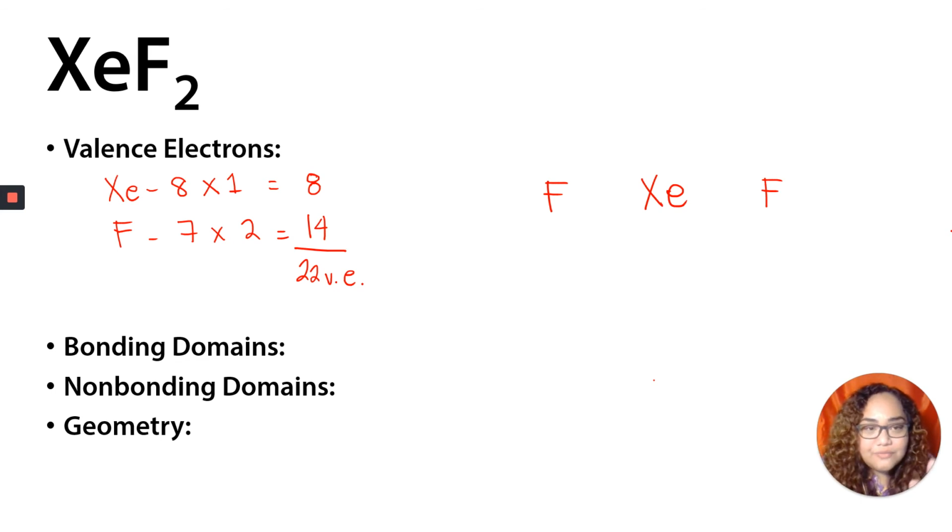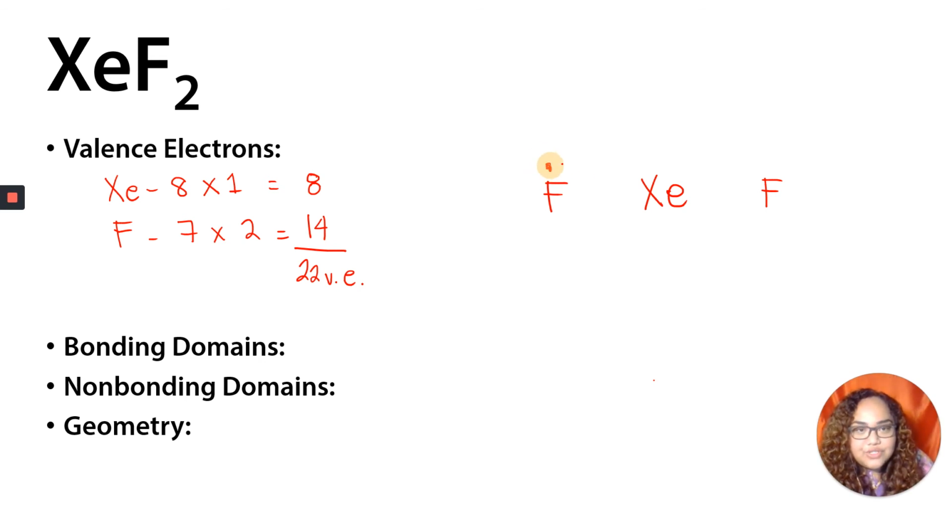But if you remember, xenon is part of those elements that can be hypervalent because it belongs in a period that is beyond period 3. So it could break the octet rule. So it could be more than 8. So how many dots should we draw? So we have to draw 8 of them. And then fluorine has 7.